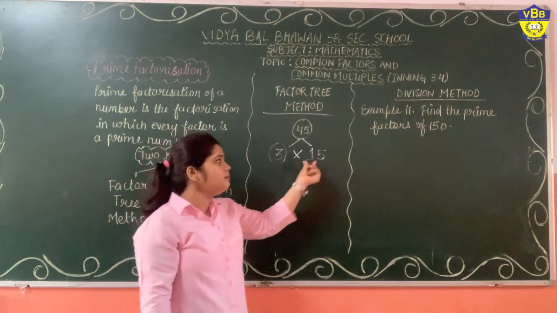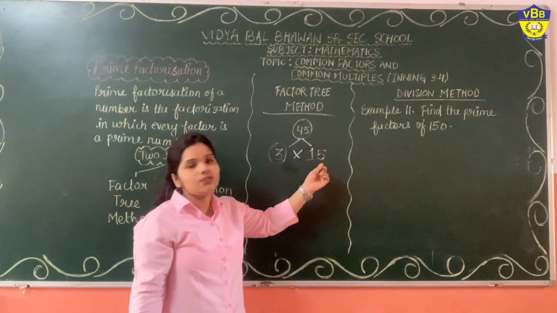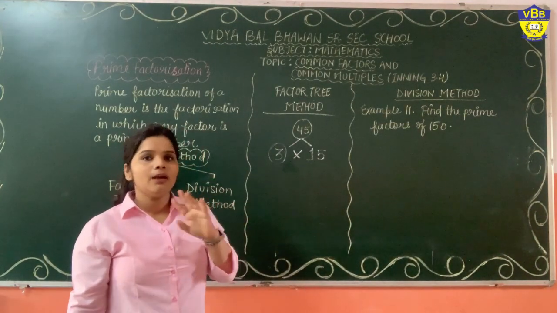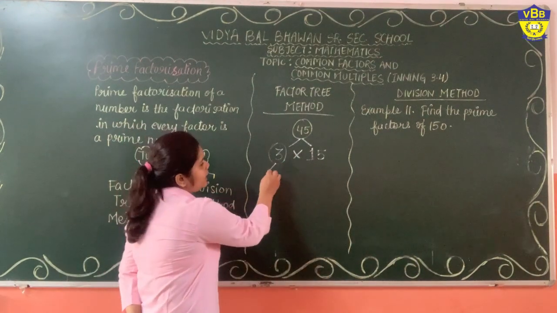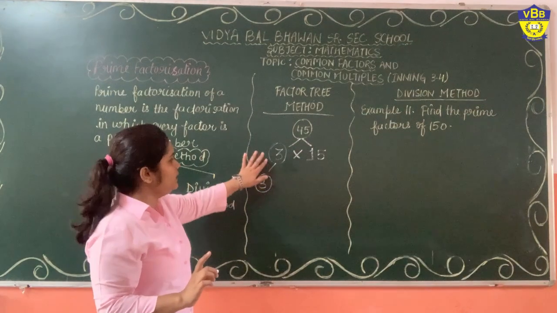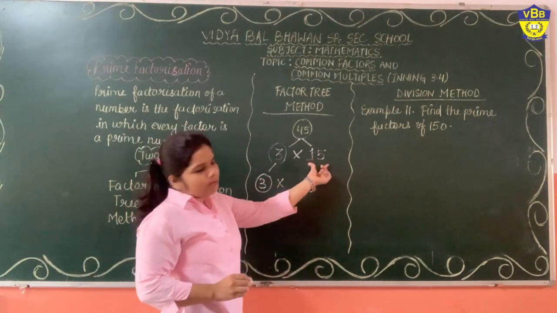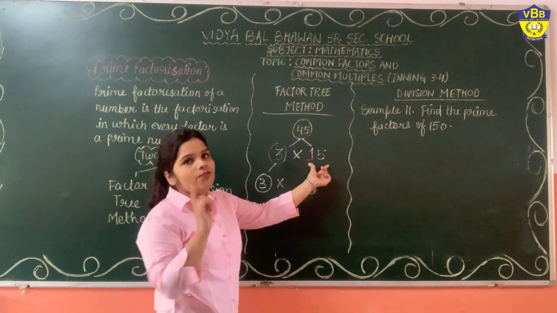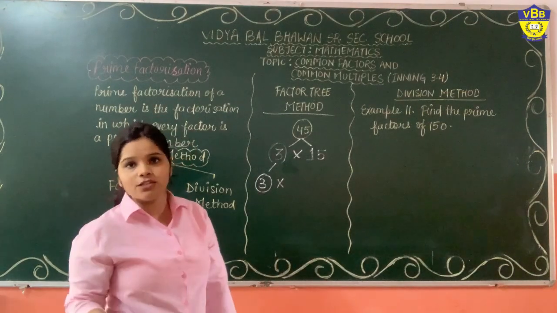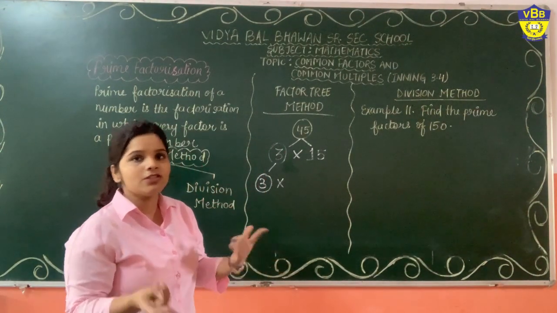3 is prime but 15 is not prime. Again, we have to break down this 15 so that all the numbers will become prime. This 3 is already a prime number, so we don't need to touch it. Now we need to do something with 15, as it is not a prime number. Start with the smallest prime number, that is 2. 15 is not divisible by 2. The next prime number is 3.